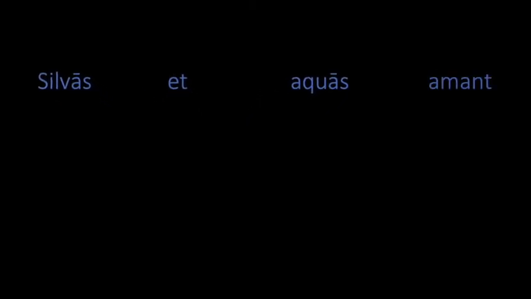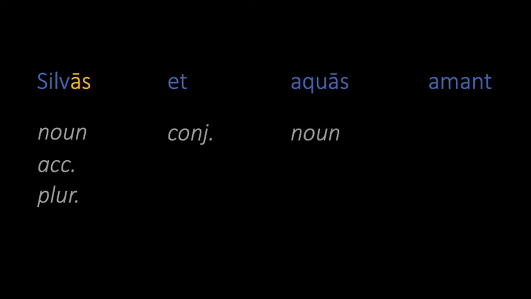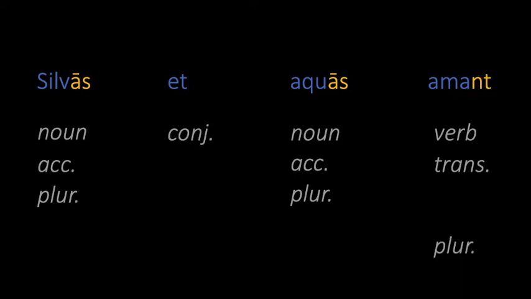Let's try another. Silvas et aquas amant. Let's identify the forms. Silvas is a noun, and its form is accusative plural. Et is a conjunction, a word that can connect words or phrases of the same type into a compound, like and or in English. Aquas is another noun, which also has the ending of the accusative plural. Amant is a verb that is transitive. The nt ending marks the plural form.